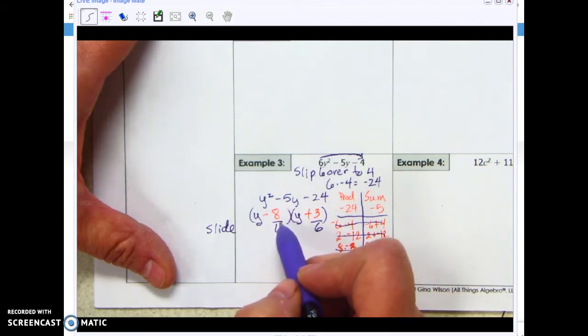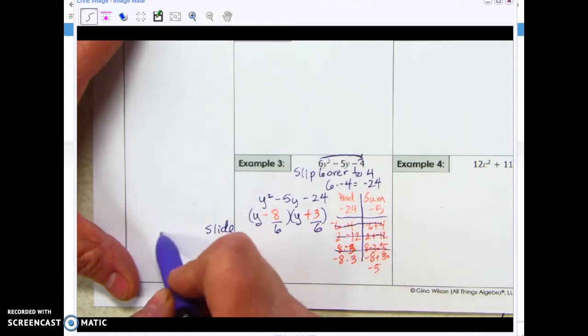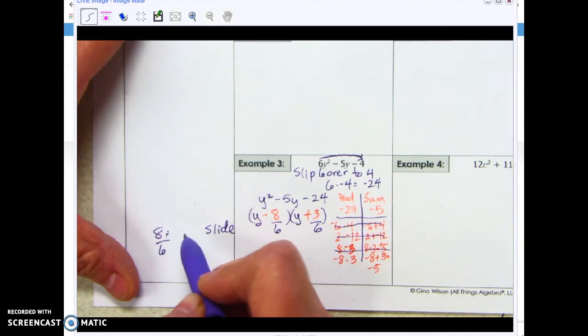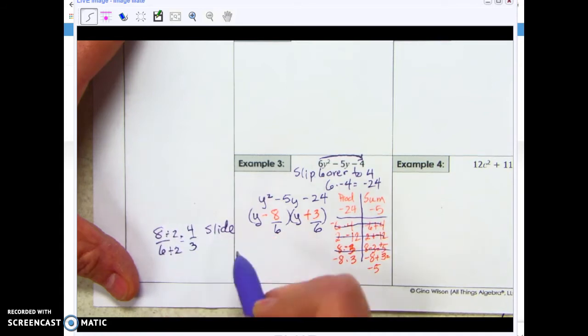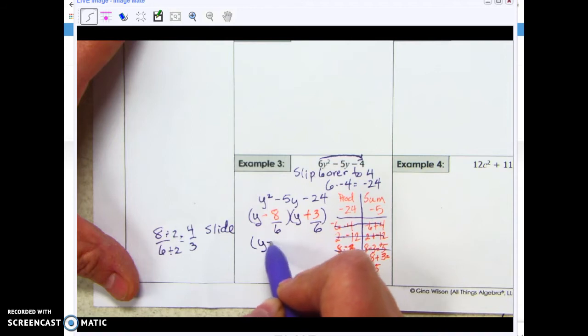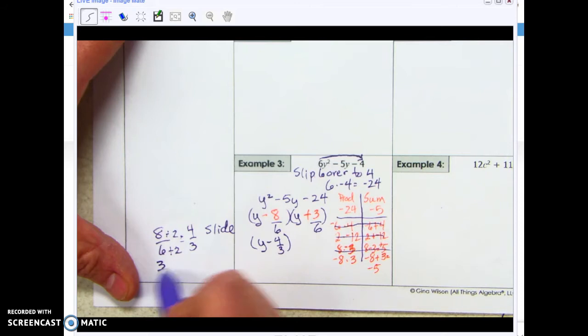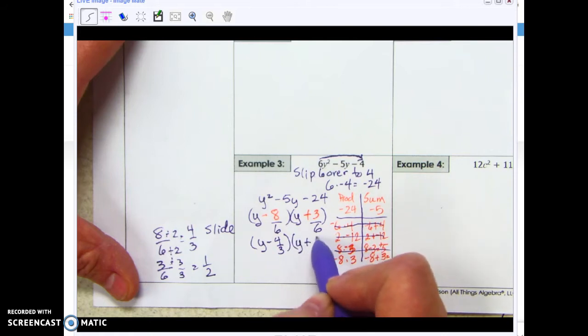So this 8 over 6, I can divide this by 2, and I can divide that by 2, and it's going to give me 4 over 3. So this is going to be y minus 4 over 3, and then 3 divided by 6. I can divide this by 3, and this by 3, and that's going to give me 1/2. So my other factor is going to be y plus 1 over 2.